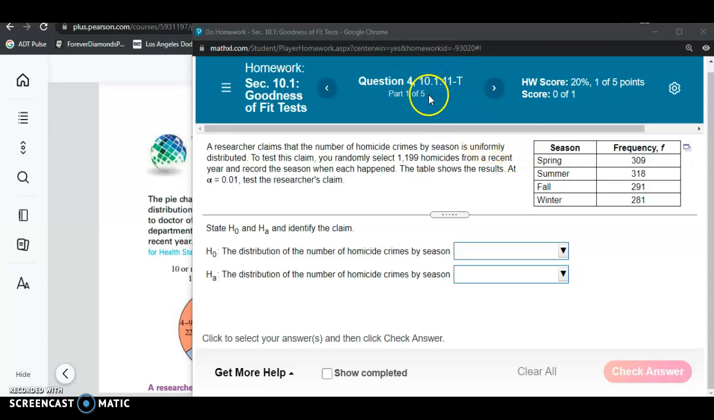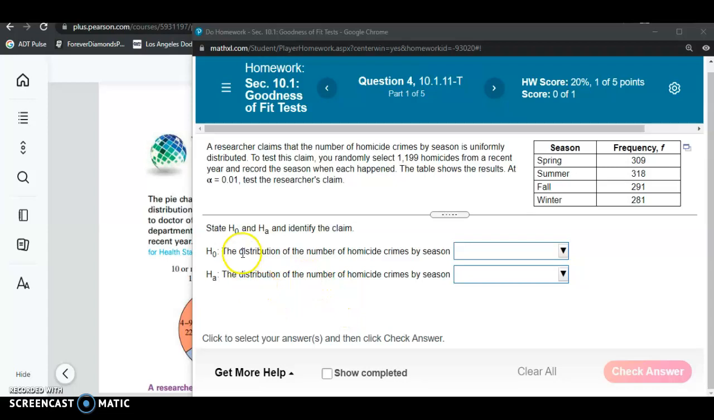Let's look at one more example from section 10.1 on goodness of fit tests. This is problem 4 in the homework. It says a researcher claims that the number of homicide crimes by season is uniformly distributed. To test the claim, you randomly select 1,199 homicides from a recent year and record the season when each happened. The table shows the results. At a level of significance equal to 0.01, test the researcher's claim.